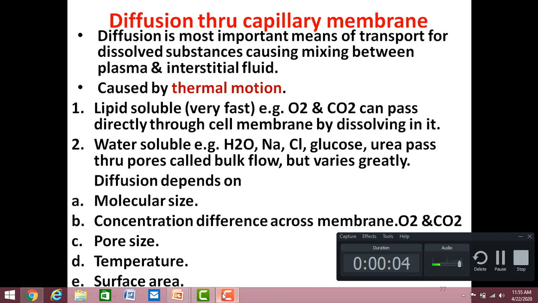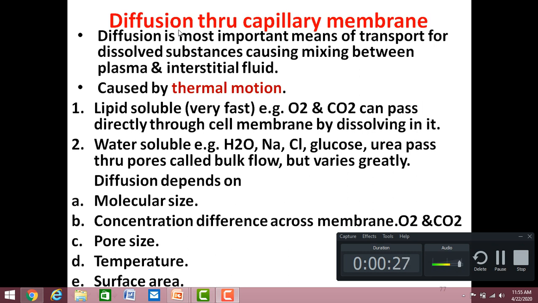Now today we will discuss how the diffusion of different substances and the water molecules occur across the capillary membrane. That means from inside the capillaries to the outside, or from outside of the capillaries to the inside. That means how diffusion occurs between the plasma and the interstitial fluid.